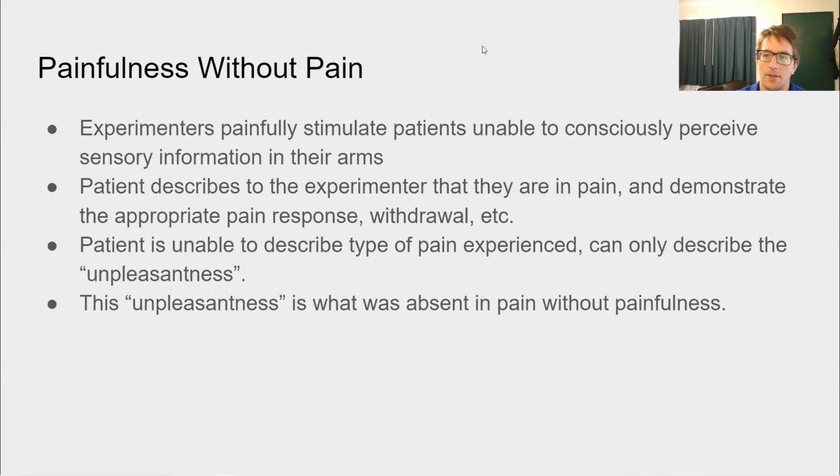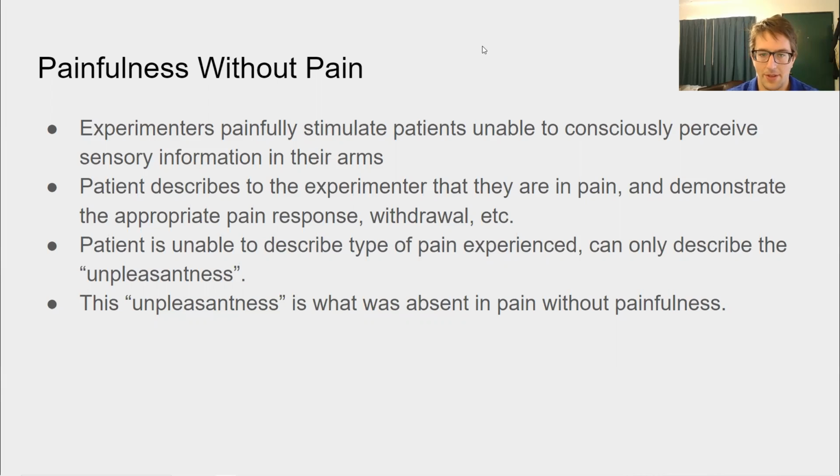And the second case here, painfulness without pain. So experimenters painfully stimulate patients' arms, and they're unable to consciously perceive or even detect what kind of sensory information is being transduced in their arm, simply for the fact that they have no sensory neurons extending into their arm. But they're able to detect that there is something painful happening to them. The sense of unpleasantness is still there.